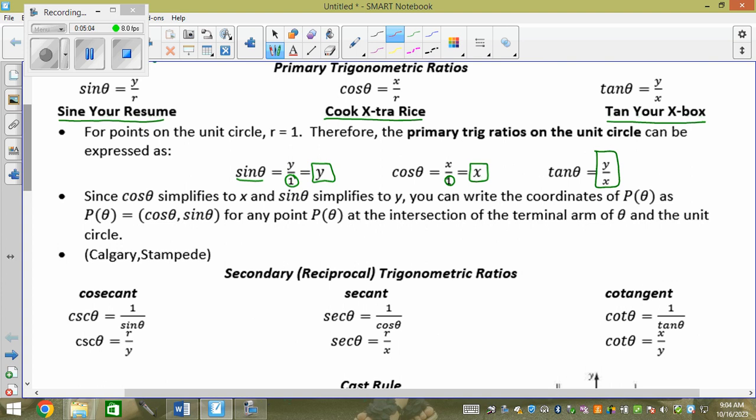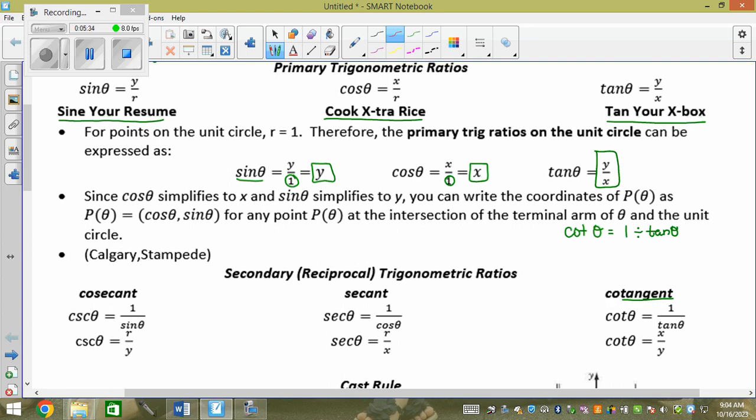Then we find out there's 3 more secondary trig ratios, which are besties with the primary trig ratios. Cotangent, it's pretty easy to figure out that it goes with tangent because it has the word tangent in it. It goes by COT, cotangent, and cotangent is 1 over tan. Let's look at it. Cotangent theta equals 1 divided by tan, because it's just the reciprocal trig identity. Reciprocal trig identities are 1 over something.